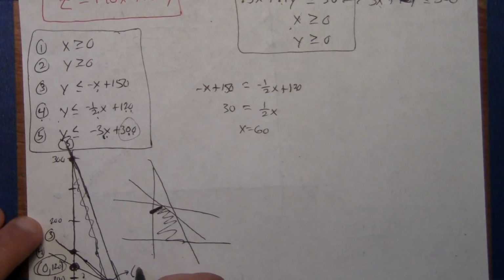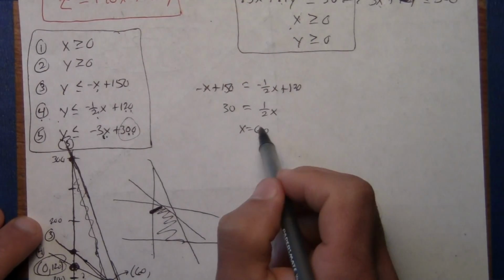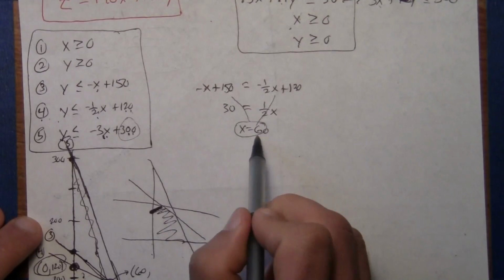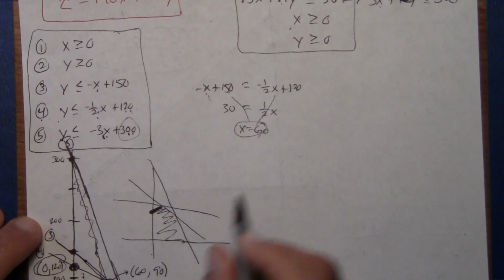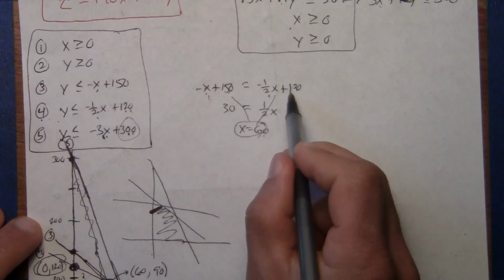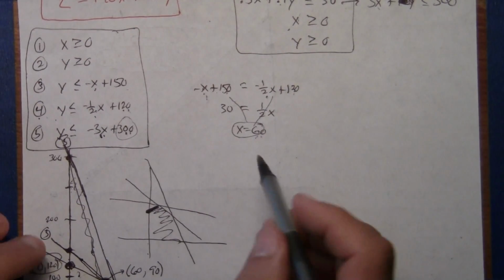So this point has got an x value of 60. Plug that into either one, whichever you want to. If I plug it in here, I have negative 60 plus 150, that's going to give me 90. Plug it in here, you get negative 30 plus 120, and again, it gives me 90. It should happen that way.